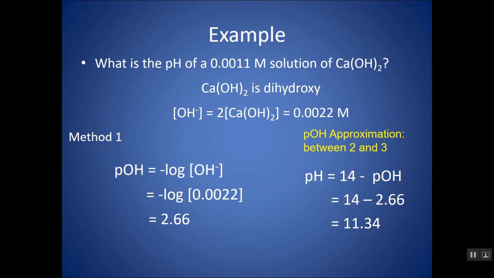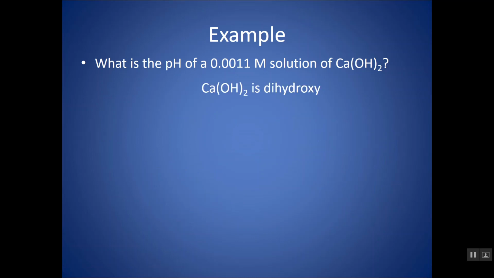And I can find my pH by doing 14 minus my pOH, because pH and pOH should add up to 14. Okay, and again, it might be helpful to turn this into scientific notation so I can approximate what my pH is going to be between, or my pOH is going to be between, for AP multiple choice questions. Okay.